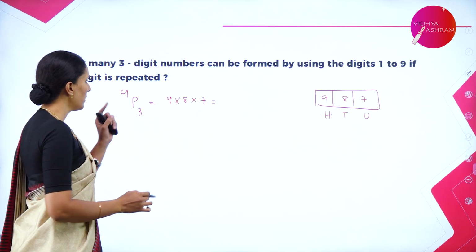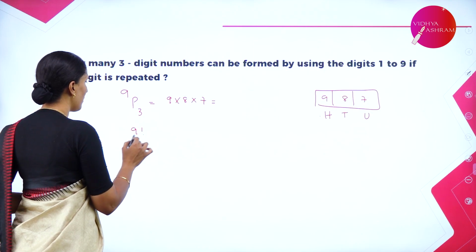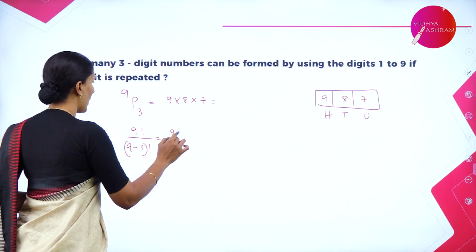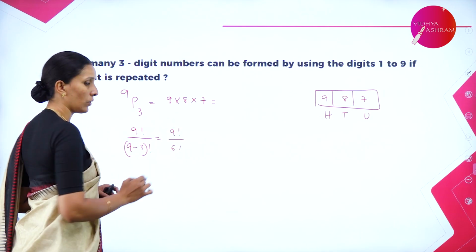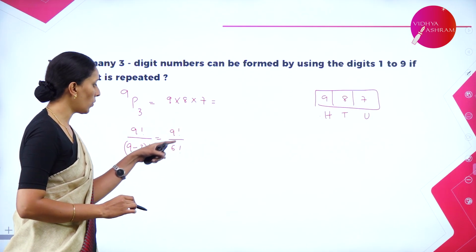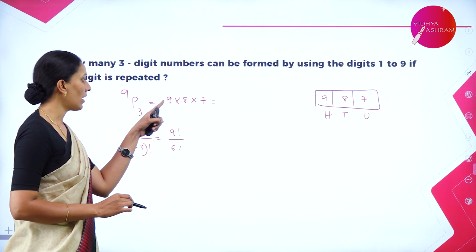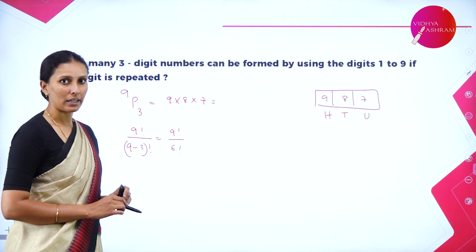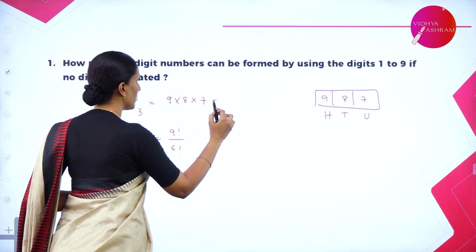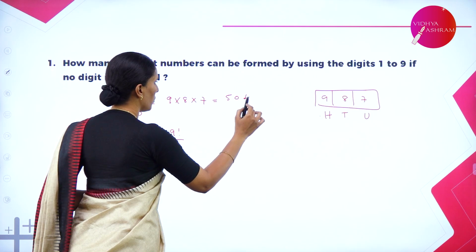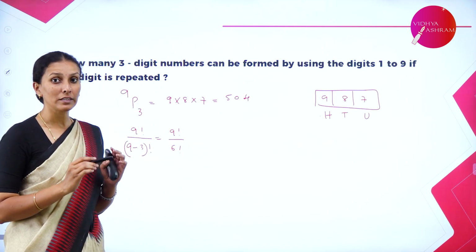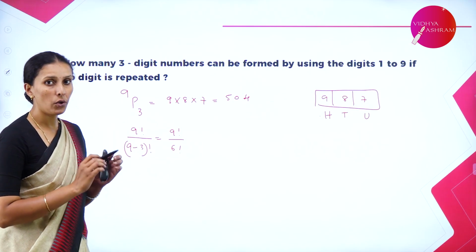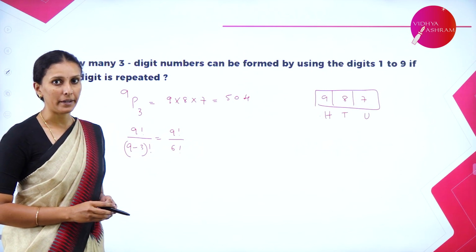So, the short form 9p3 can be written as 9 factorial divided by (9 minus 3) factorial, which becomes 9 factorial divided by 6 factorial, which means until 6 factorial, all the numbers get cancelled. We are left with only 9 into 8 into 7. So, we'll multiply this directly. Thus, when you multiply this, you will get 504. So, therefore, 504 3-digit numbers can be formed using the digits from 1 to 9 without digits being repeated.